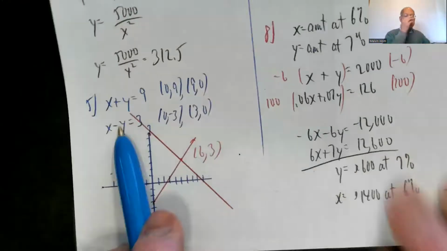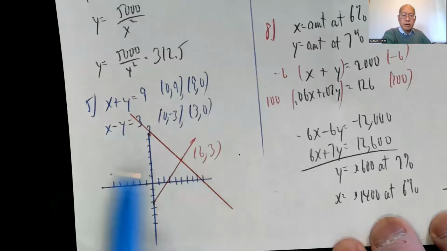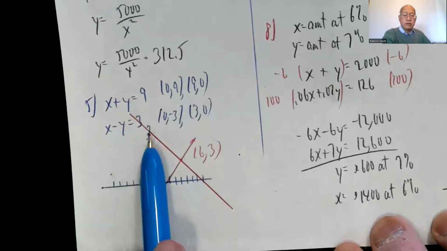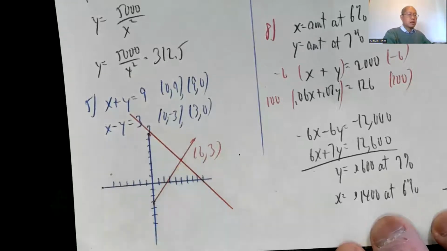Number 5, x plus y equals 9. I pick the intercepts 0, 9, and 9, 0. Connect them. x minus y equals 3. Intercepts are 0, -3, and 3, 0. Connect them, and they touch at the point 6, 3.